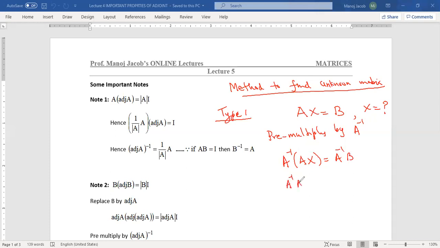By the associative property, you can multiply any matrix first. So I interchange it. So I into X is equal to A inverse B. I into X is X only. I is like 1, the identity matrix. Is it fine? Yes, sir. Now type 2.